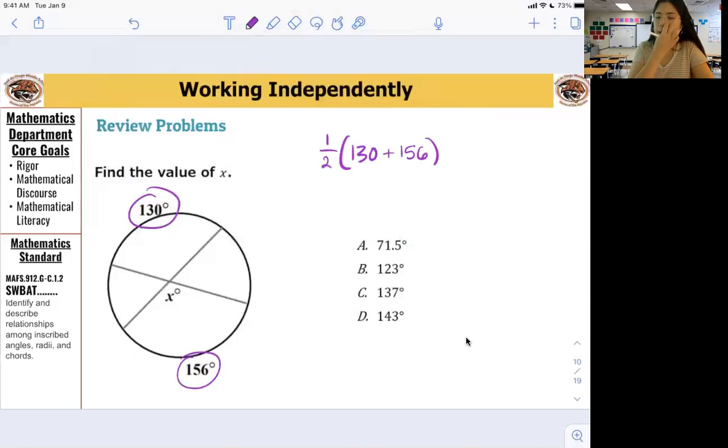So we went over this on Wednesday of last week, I think. Oh, come on. Now I remember the formula, but then while I'm doing the question... Yeah, now you remember. So what's 130 plus 156? 286. And 286 divided by 2? 143. Yep. So that means the answer is choice D.